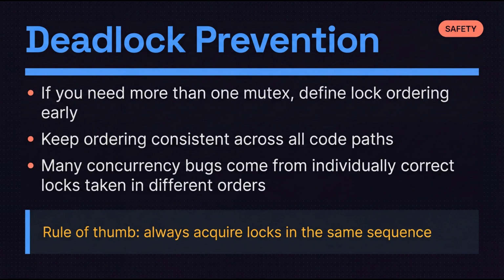If you ever need more than one mutex, define a lock ordering rule early. Always acquire mutexes in the same order. Keep that ordering consistent across all code paths. Many concurrency bugs come from individually correct locks taken in different orders. Document the ordering. Enforce it in code review. This one habit prevents the most common class of deadlock.